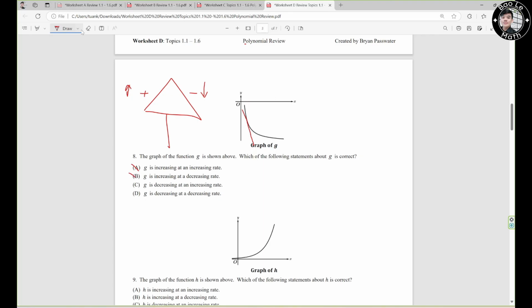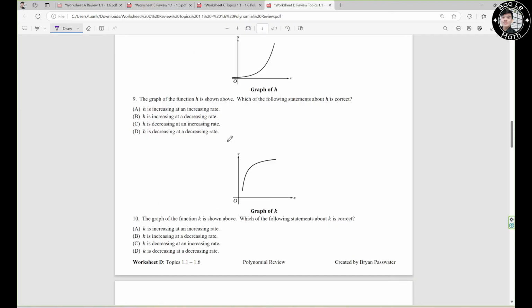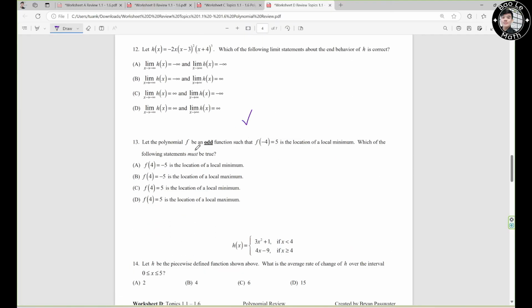Now, I need to draw the second tangent line right here, and I compare the slope of this guy and this guy. Because this guy right here is steeper than this guy, it has the smaller slope, which means the slope is increasing. So the function is decreasing at an increasing rate. The answer must be C. I'm going to leave questions 9, 10, 11, 12 for you to practice. Let's move on to question number 13.